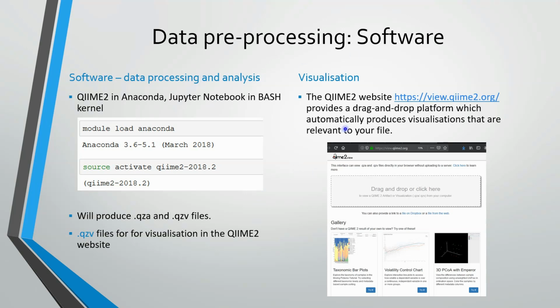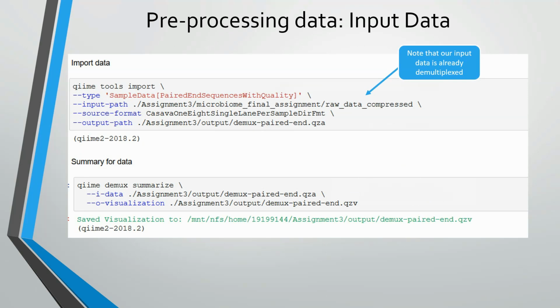So that's the QIIME 2 website, and it looks like this. So for all the .qzv files that you produce in the workflow, you can drag and drop them in here, and it will automatically produce visualizations that are relevant to your file. So these are the codes we use to import our data. Note that our data is already demultiplexed.